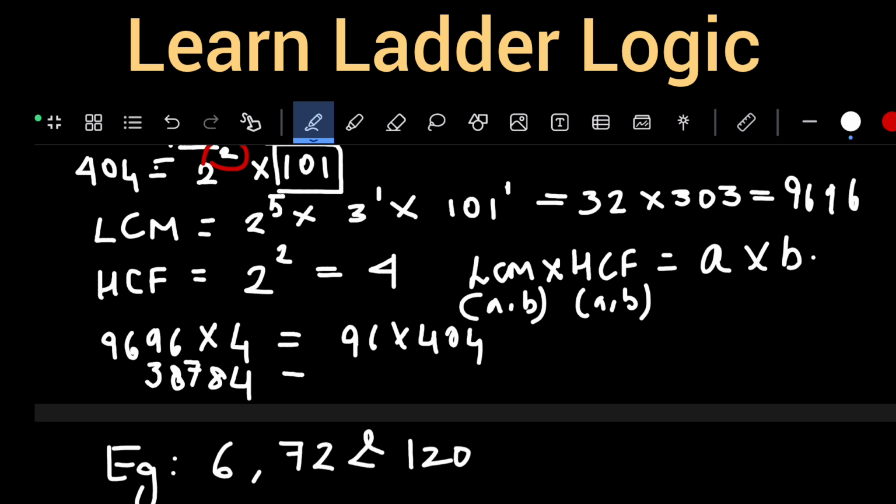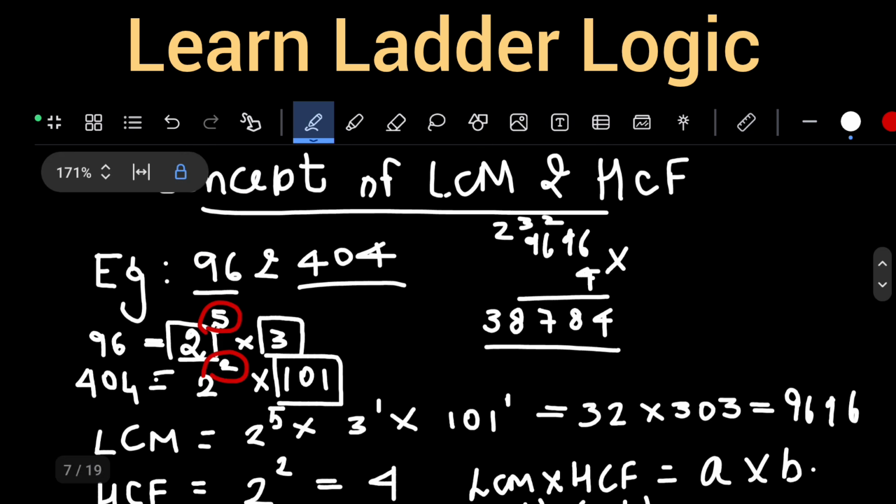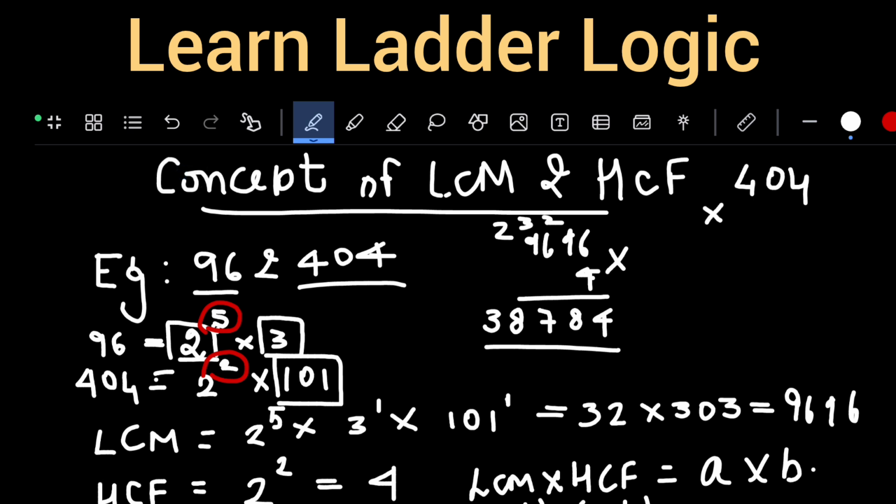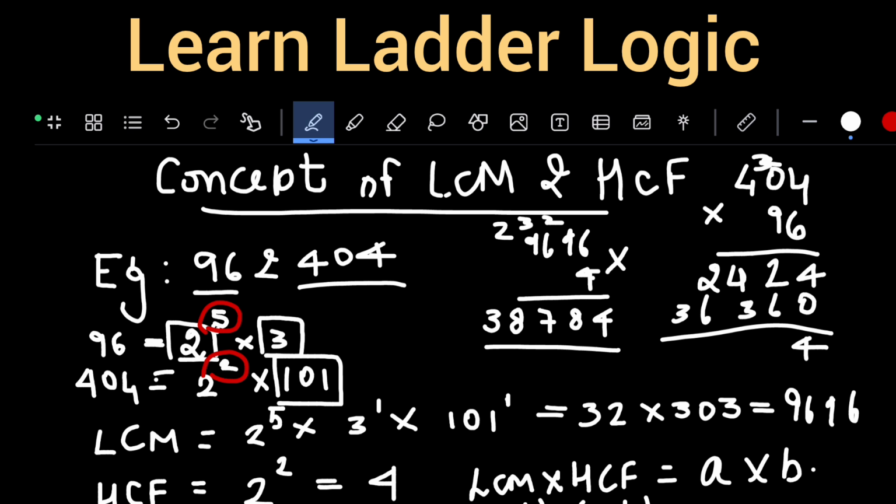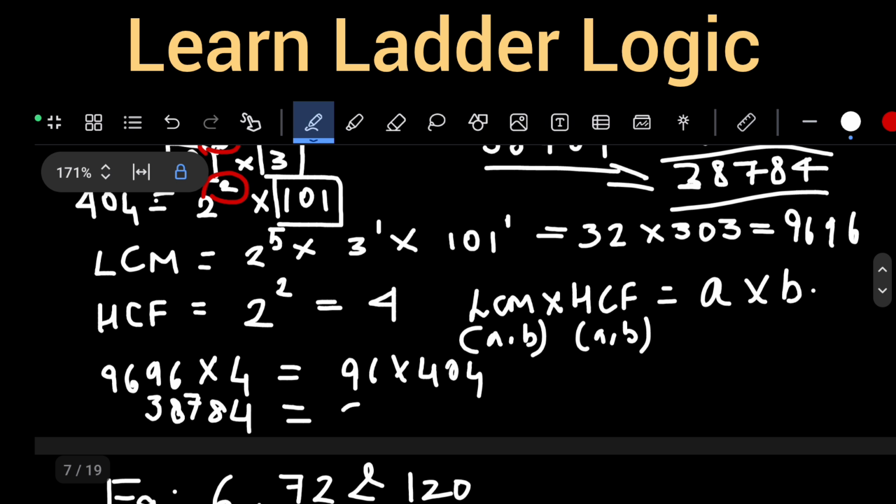Let's check whether it is equal to 96 into 404. 6 fours are 24, 9 fours are 36, and I'm adding the digits. 4 plus 0 is 4, 2 plus 6 is 8, 4 plus 3 is 7, 2 plus 6 is 8, and 3. You see the numbers are equal, right?